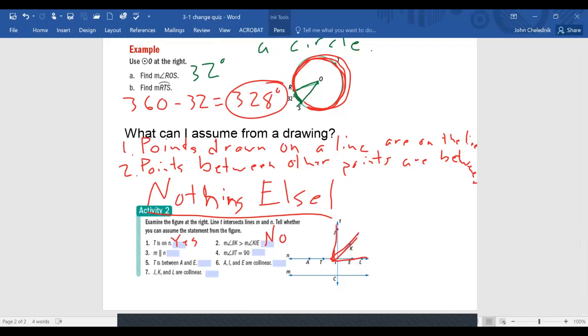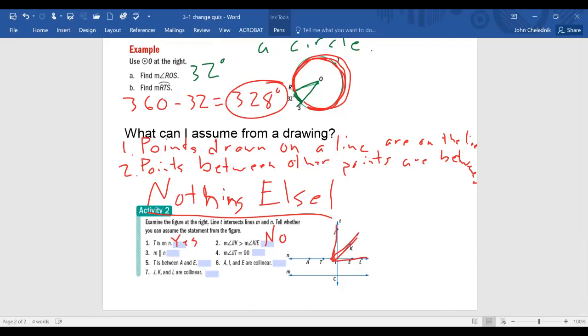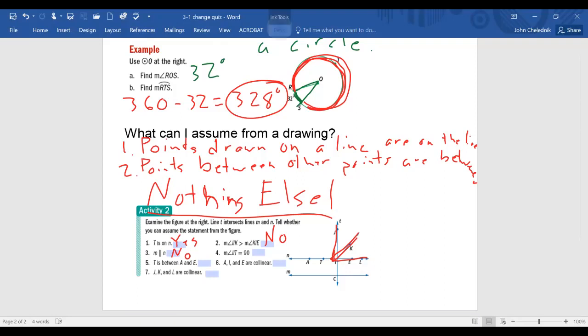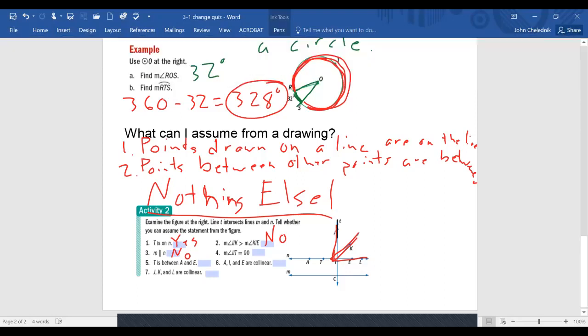It kind of looks like line M is parallel to N. Is that one of the rules? No, it's not. We can't assume that. They certainly look like they're parallel, but we can't assume that. Angle JIT, that's this angle right here. It certainly looks like it's 90, doesn't it? But we're not allowed to assume that it is. It's not marked as 90, and it's not one of the 2 rules that I just wrote down.